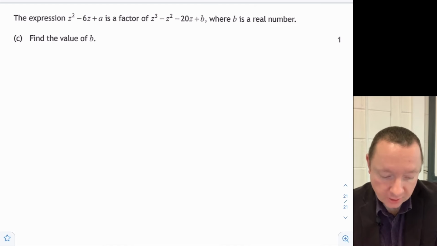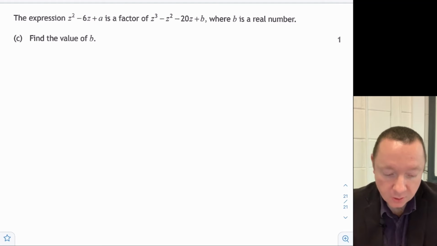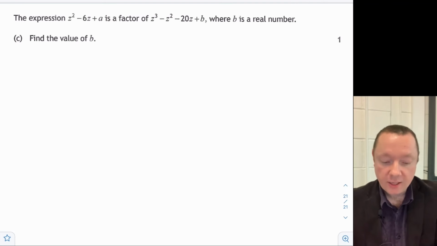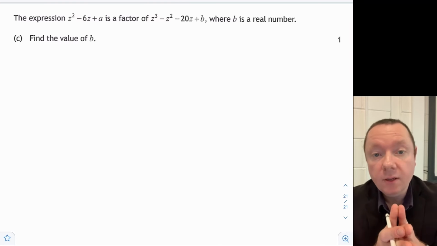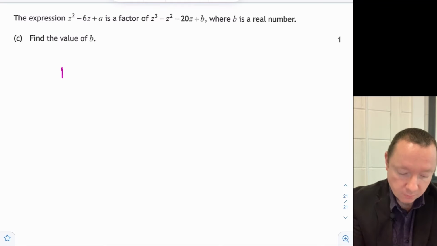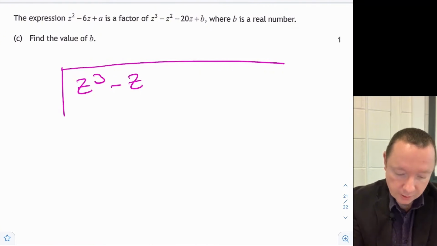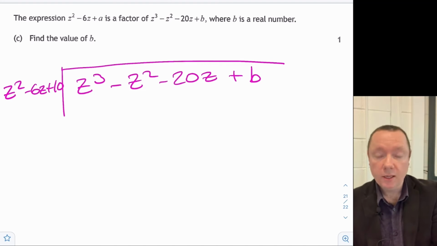Part C, the expression z squared minus 6z plus a is a factor of z cubed minus z squared minus 20z plus b, where b is a real number. Find the value of b. So since it's a factor, we can just divide, and since it is a factor, the remainder will be 0. So let's set up our long division. We've got z cubed minus z squared minus 20z plus b divided by z squared minus 6z plus 10, because a is 10, remember, we've just worked that out.